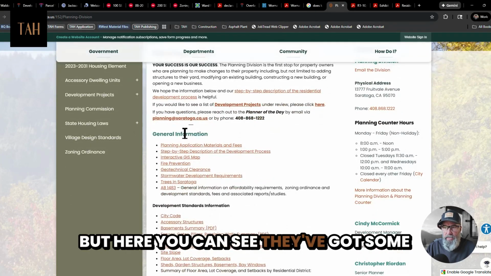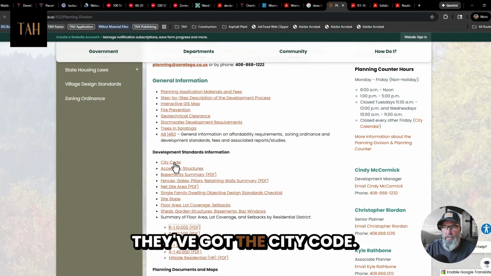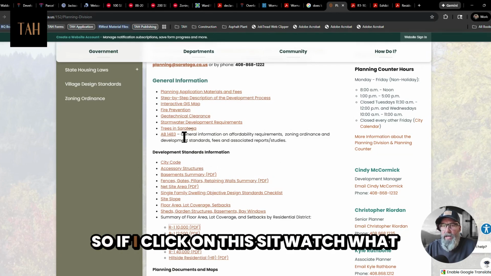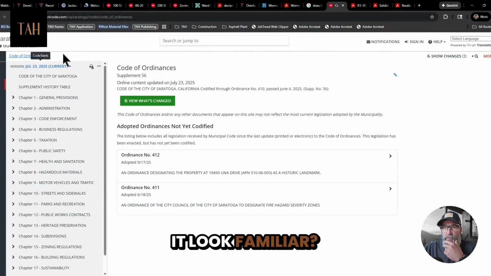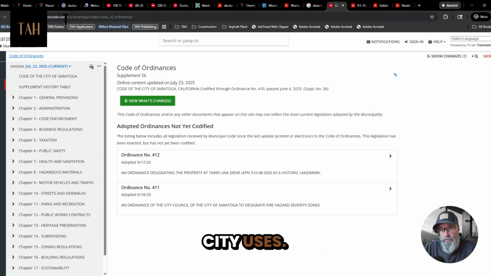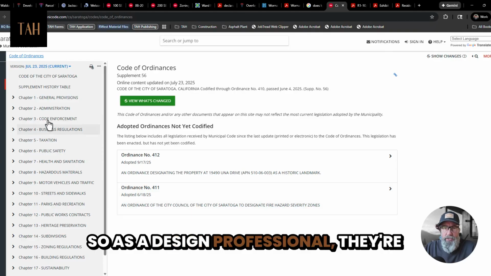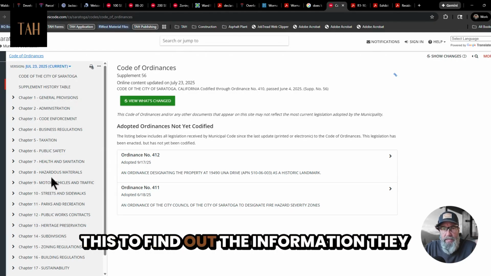But here you can see they've got some general information, and then they've got the city code. So if I click on the city, watch what happens when I click on the city code. Does it look familiar? It's the same website system that Kansas City uses. So as a design professional, they're really accustomed to navigating all of this to find out the information they need.